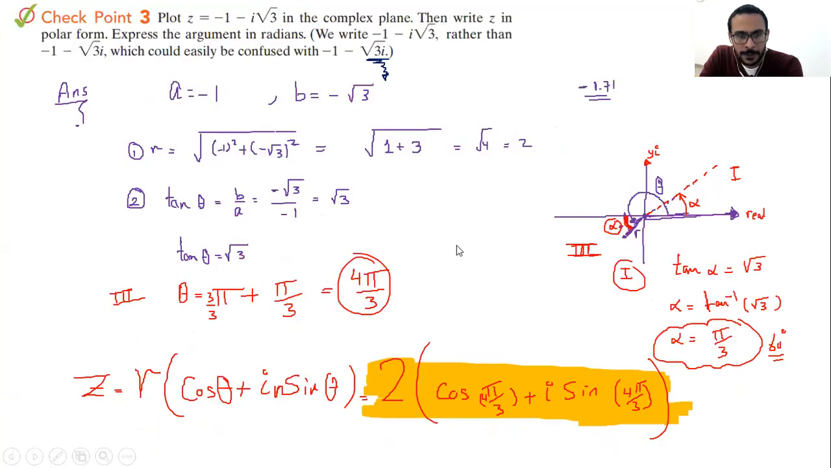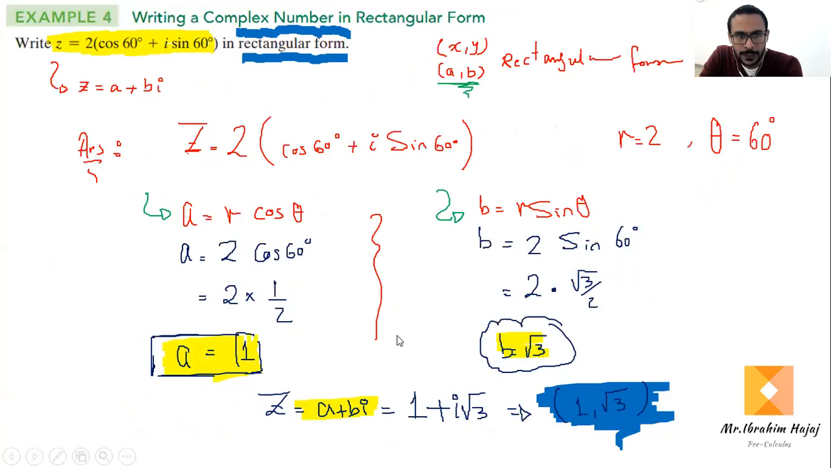We did the checkpoint 3 by the same way. Checkpoint 4, the vice versa. We have to write the z from the polar form to the rectangular form. A complex number z is written in the polar form 2 into cosine 60 plus i sine 60. We would like to write it in rectangular form.